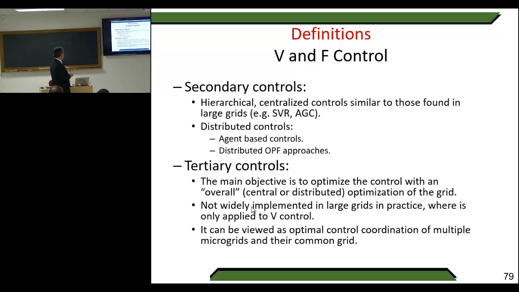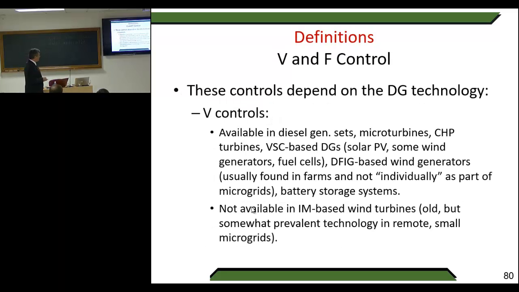But normally, if you understand the technical field, it is limited to voltage control, and it can be viewed as an optimal control coordination of multiple microgrids and their common grid. This is today a trend. You see many papers on how to manage a group of microgrids to deal with the system. This is not a very local challenge at the moment in Chile, because we are just starting with microgrids, but at world level, of course. Those controls depend on the DG technology.